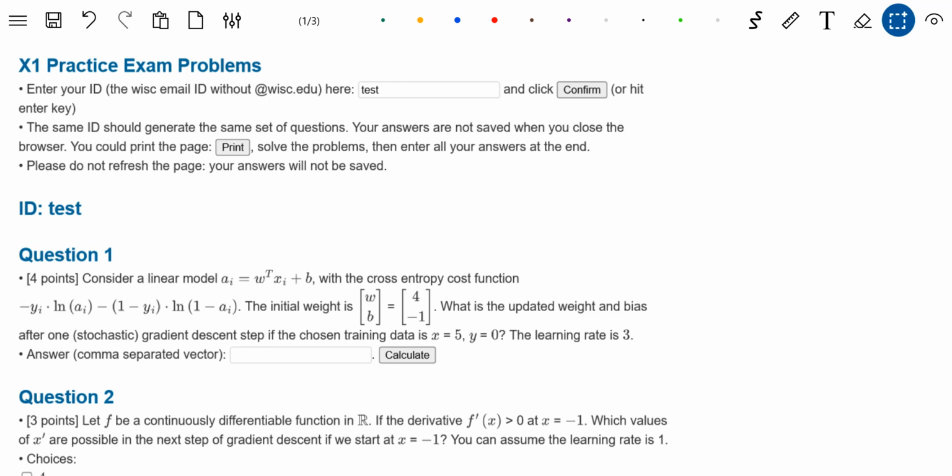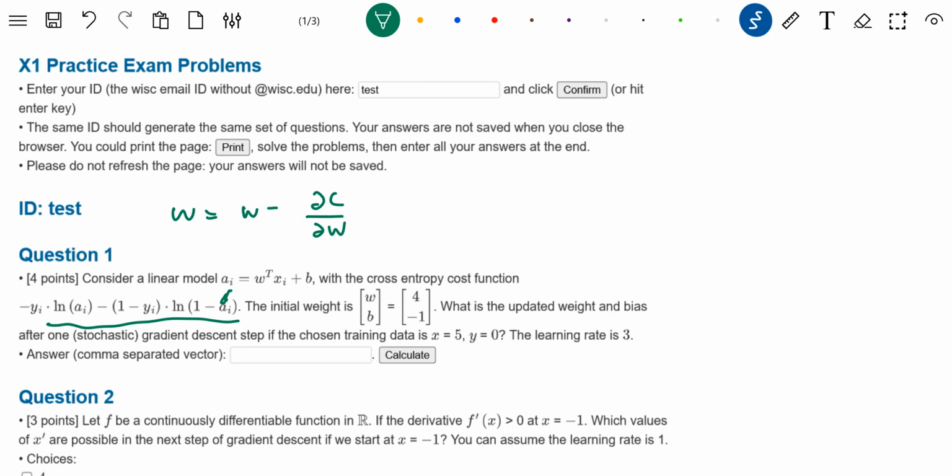This is the practice exam, X1. I'll go through the first three questions here. And the first question is asking about the gradient descent. And we have the cost function. And we have A. And the gradient descent formula is always W is equal to W minus the gradient with respect to W. And the cost function C is equal to this thing here.